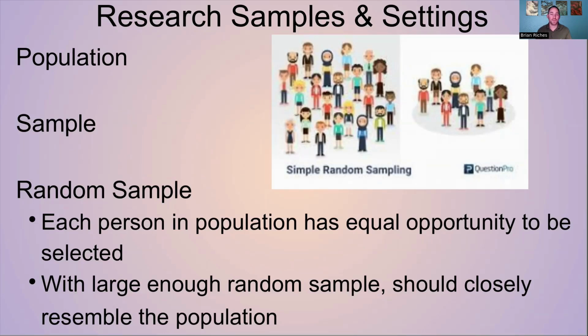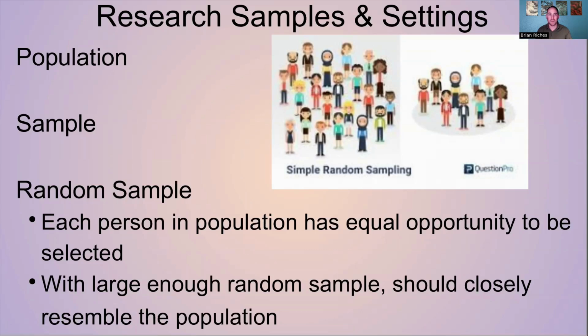So a random sample should, if it's big enough, resemble the population. So if we get, let's just make it easy, 400 people from every single state in the U.S., that should be a pretty good resemblance to the population of the United States of America. Pretty similar gender breakdown, ethnicity breakdown, religion breakdown, age breakdown, that kind of thing.